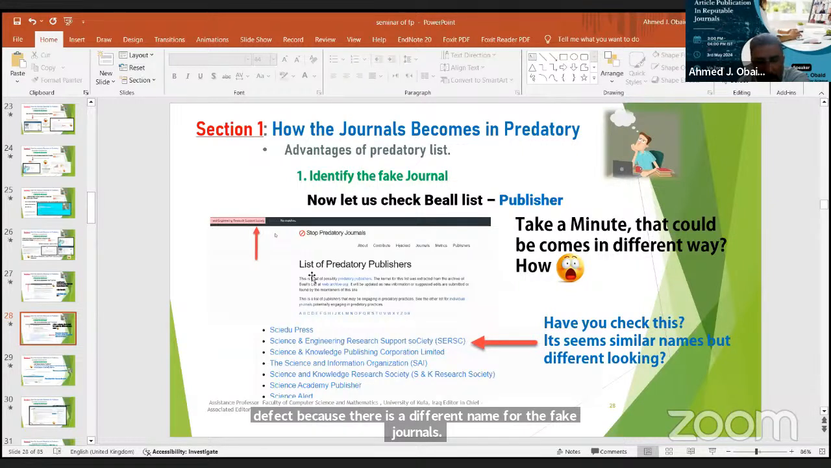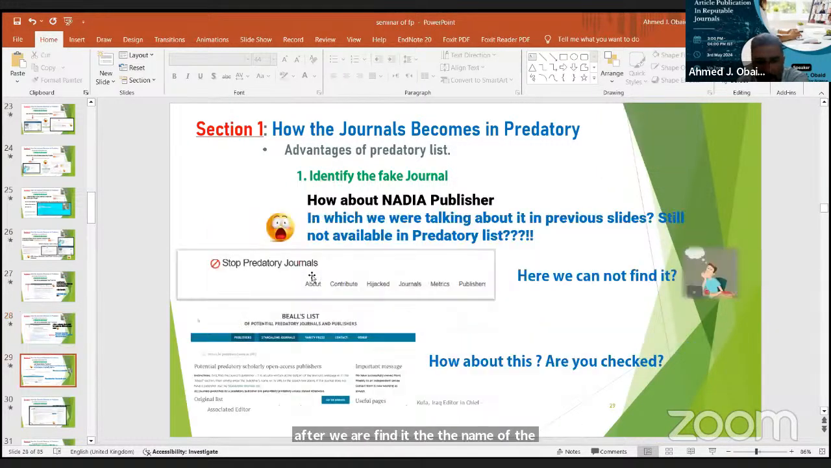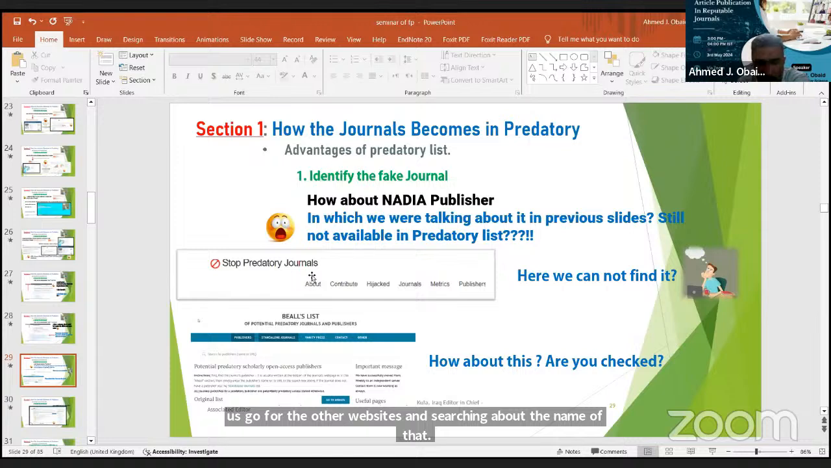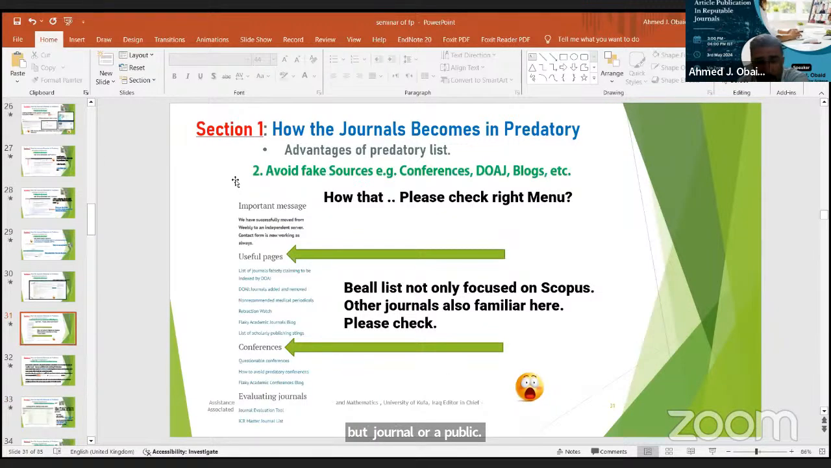Hajgit journal means the fake journals. So after we find the name of the publisher, let us go to other websites and search about the name of that publisher. We find that this publisher is already linked with the previous one, and both are considered fake, sorry, predatory journals or publishers. So let us go forward and notice that.